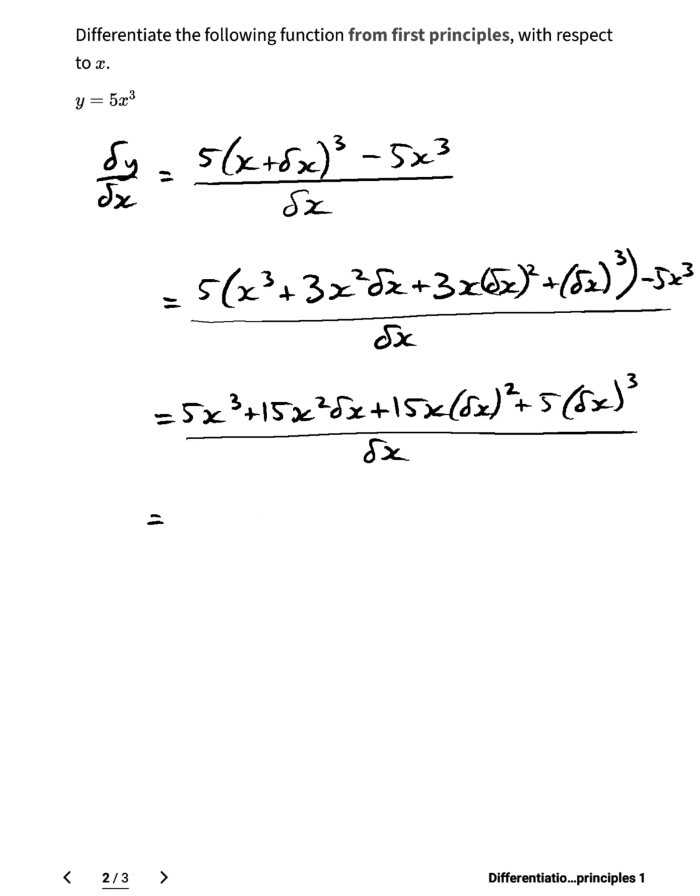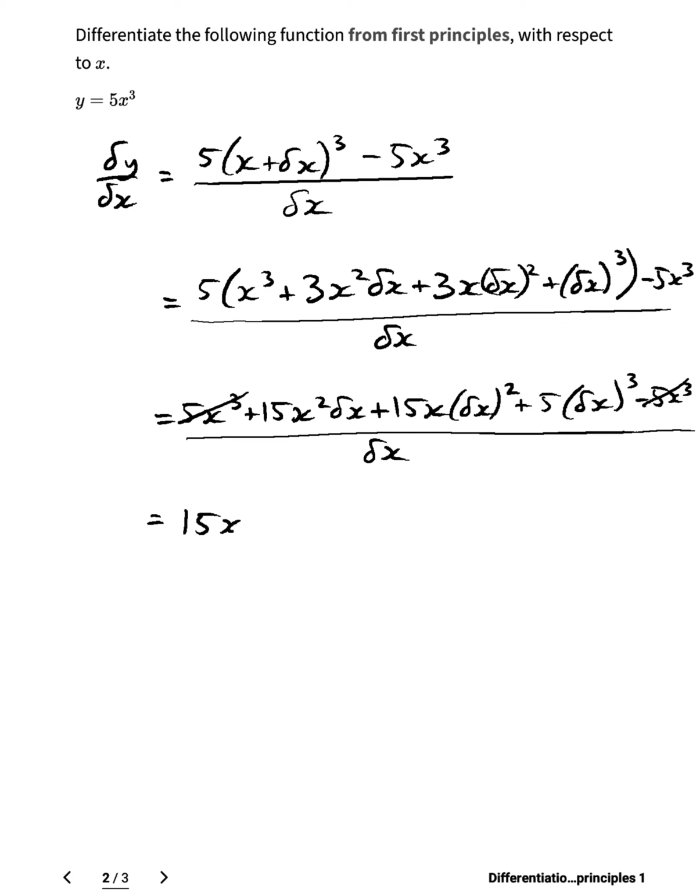Right, what I forgot was that we need to do minus 5x cubed there. And that's a good thing, because it's going to cancel with this other 5x cubed. So we cross them out. And instead of writing this whole thing down, I'm going to divide through by delta x, because now you can see that each term has a delta x in it. So that means that we can divide through by delta x, because delta x is not quite 0, it's just a very small change. So we are allowed to divide by it.